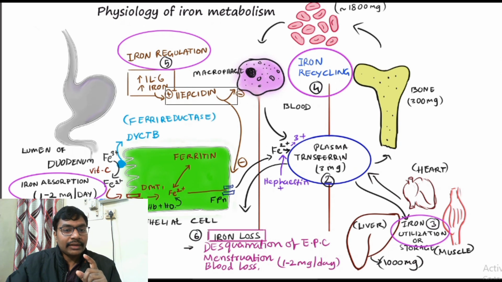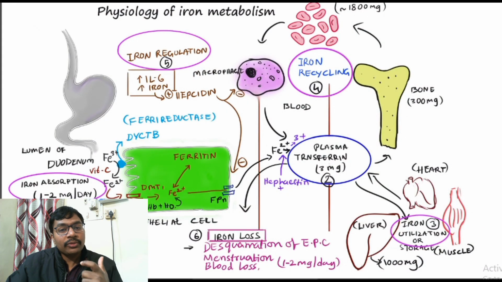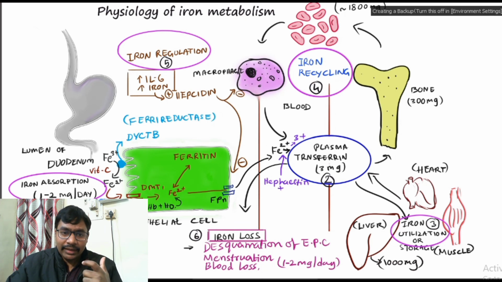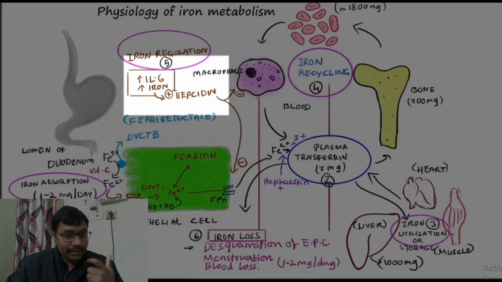that is hepcidin. This hepcidin is a hormone substance secreted from the liver. So liver cells, the hepatocytes, secrete the hepcidin. The hepcidin secretion is very prominent when there is inflammation via IL-6, or when there is a sufficient amount of iron available in the plasma.